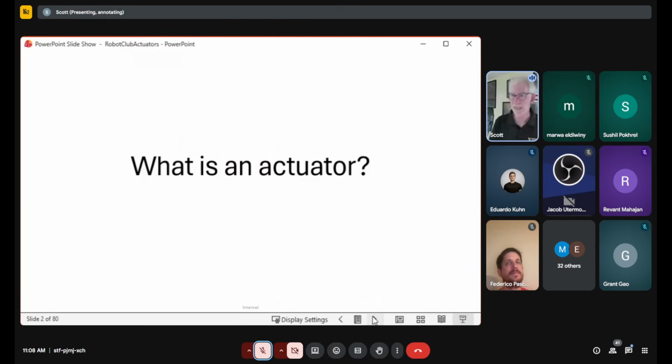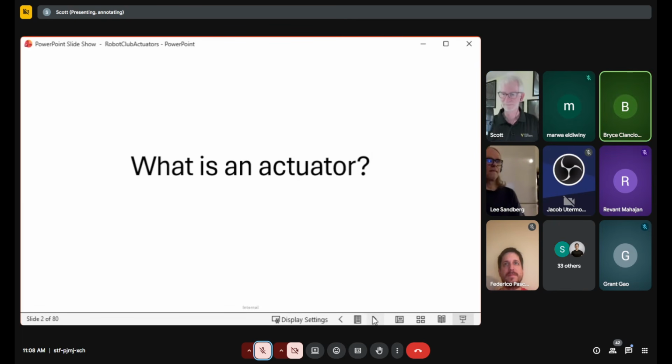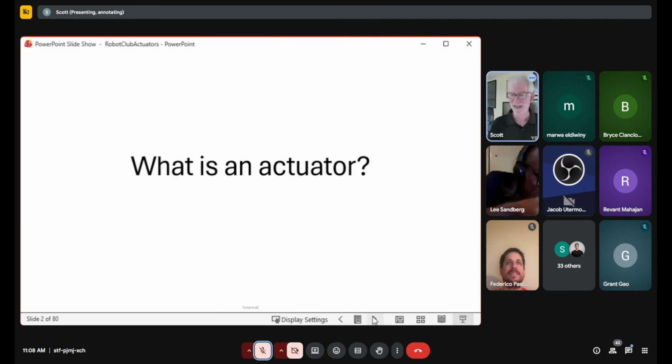And the first question is, what is an actuator? Anyone out there want to take that question? Sure. In my opinion, it's just something that makes something move. Yeah, basically. The definition there might be something like an actuator is something that actuates a joint. Okay, so kind of a strict definition.